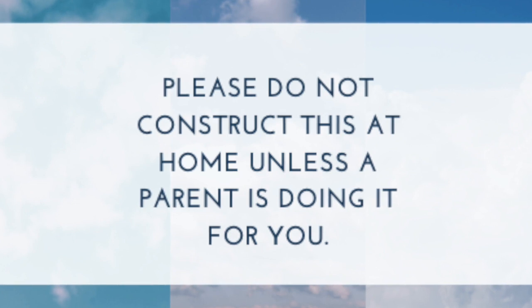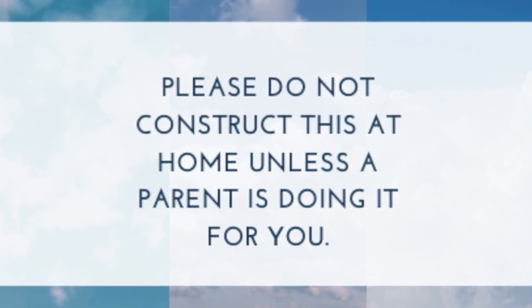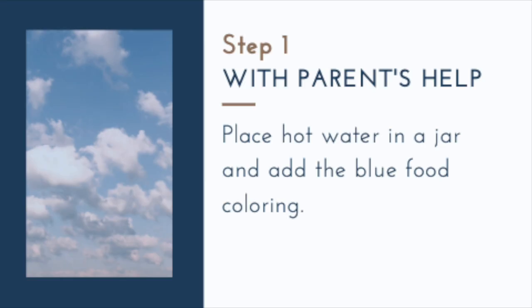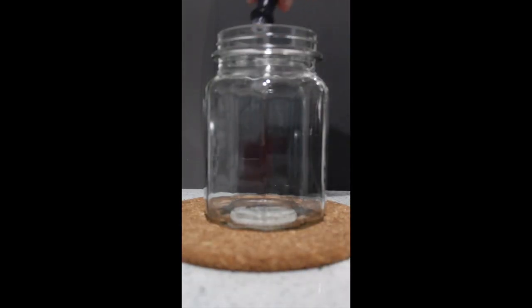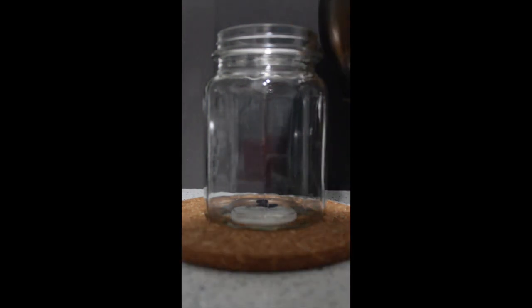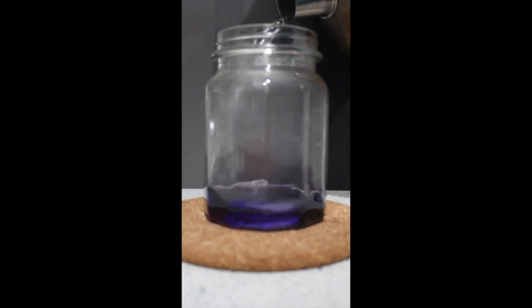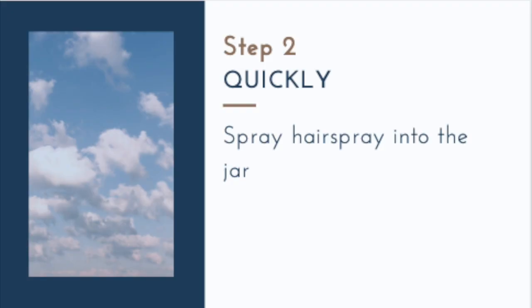If your parent would like to do this experiment for you so that you can see the clouds in a jar, the materials were listed in the beginning of this lesson. Step 1, you are going to add food coloring to a jar and place the hot water in the jar. Step 2 is to quickly spray hairspray into the jar.